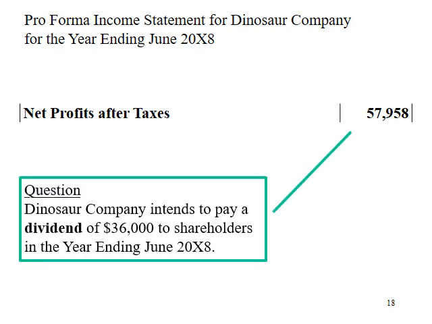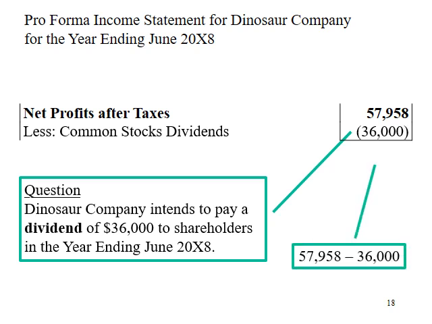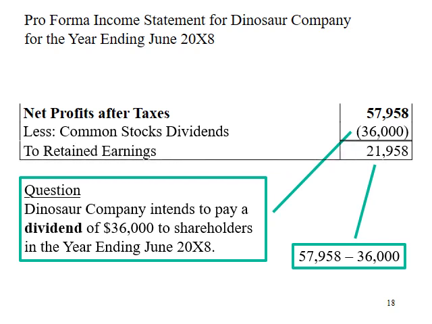The question states, Dinosaur Company intends to pay a dividend of 36,000 to shareholders in the year ending June 20x8. So you have less common stock dividends minus 36,000. 57,958 minus 36,000 gives you the retained earnings of 21,958.